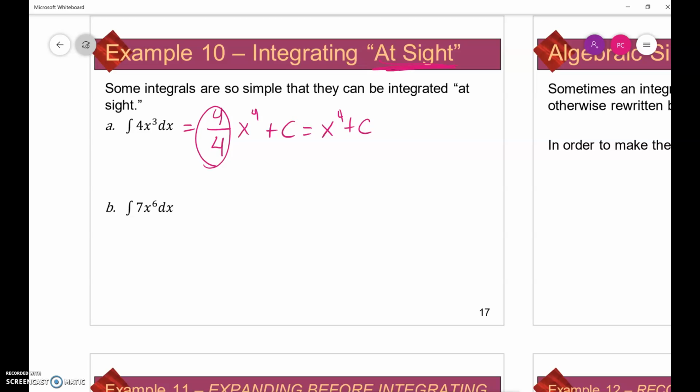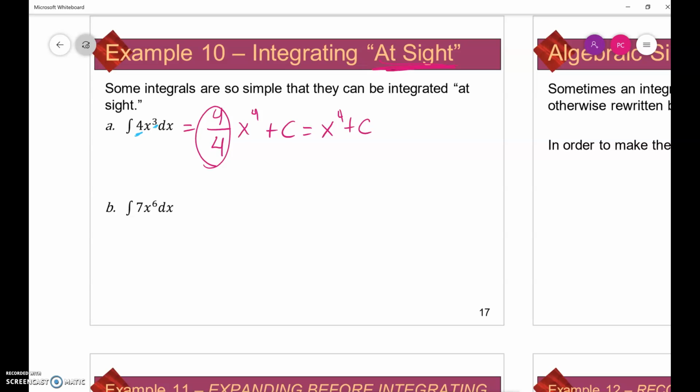Right, and why we're saying this can be integrated at sight is that it's so simple. You can notice the connection between the 4 and the 3. If your coefficient is 1 higher than your exponent, it's going to integrate to x to the coefficient.